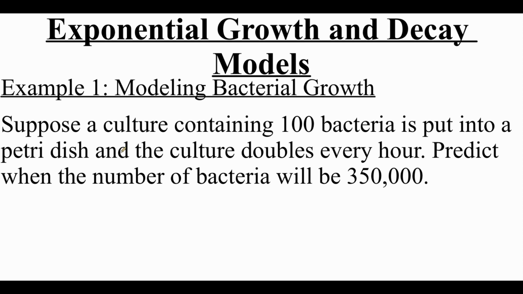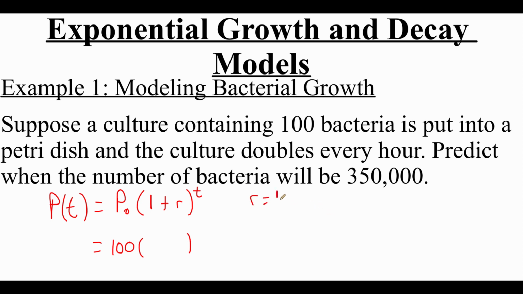So if we start to think about a population model, that's P of T equals our initial population times 1 plus the rate of increase or decay raised to the T power for time. Now, as we think about what we have happening in this example, we've got an initial population of 100 bacteria. Now, talking about that population doubling, that actually means that we're increasing at a rate of 100% per hour.